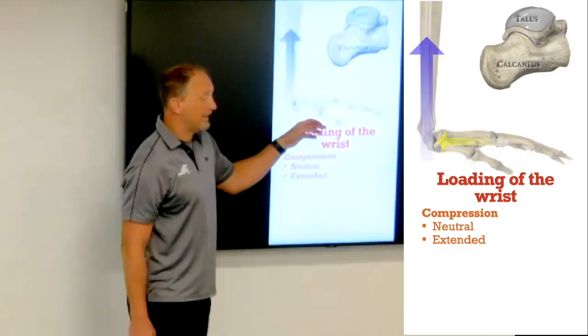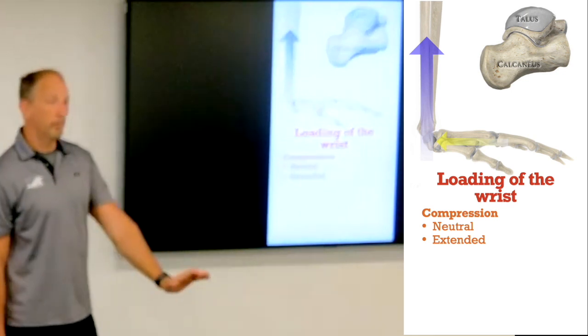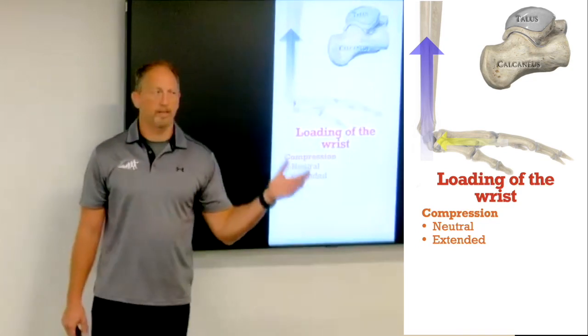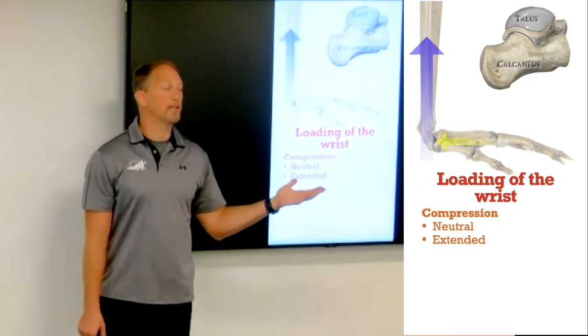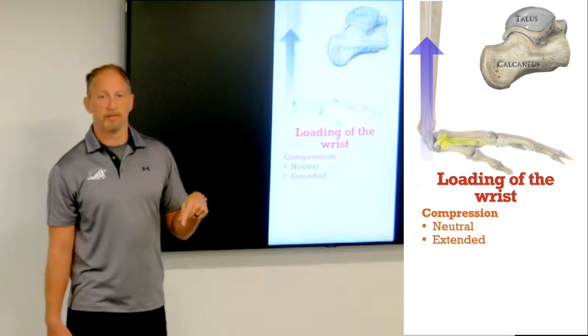The wrist isn't designed to be loaded in an extended position. But when we're in quadruped, we do that. Well, Brandon, babies crawl. You're right, they do. And what do they replace crawling with? Walking.